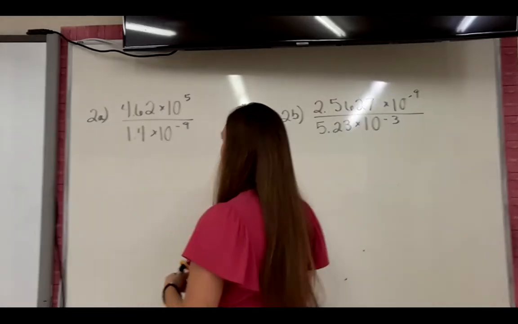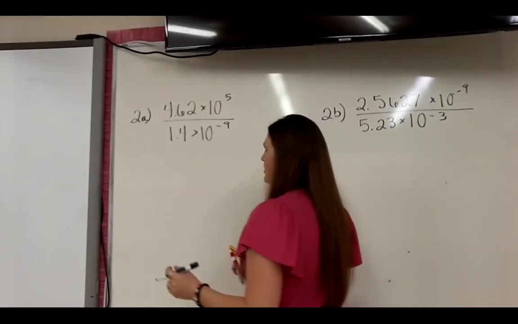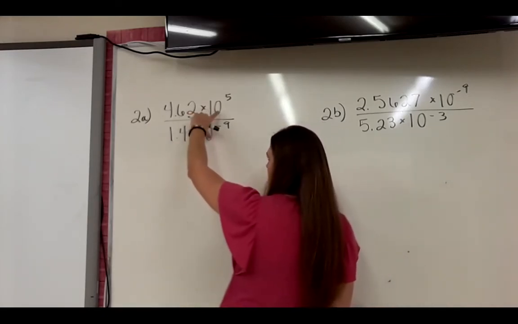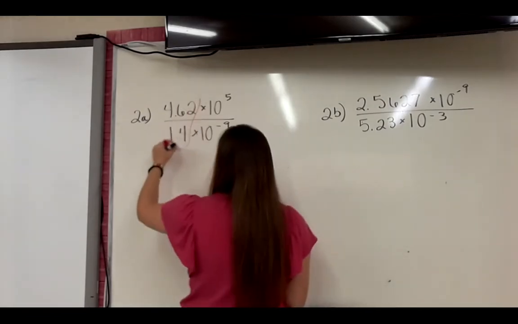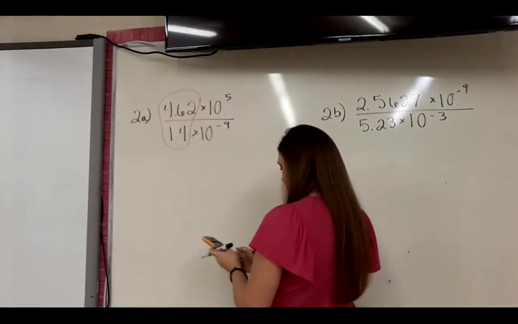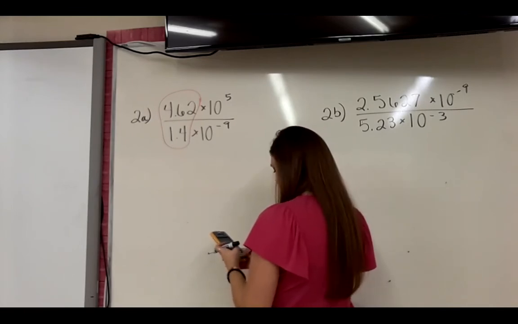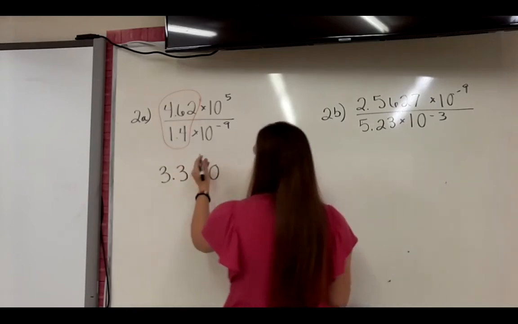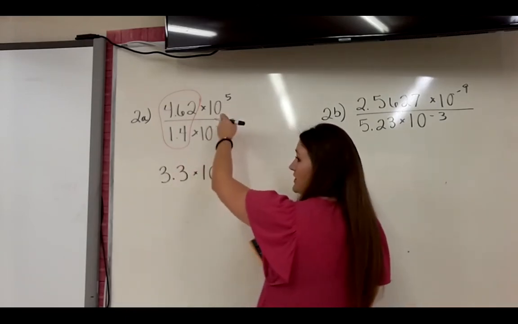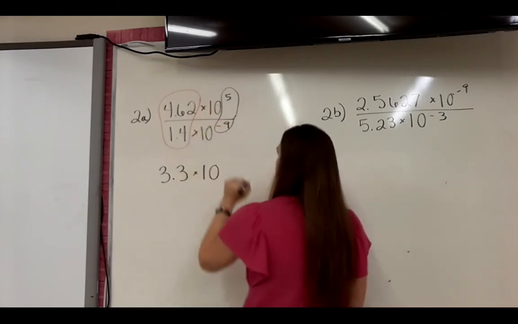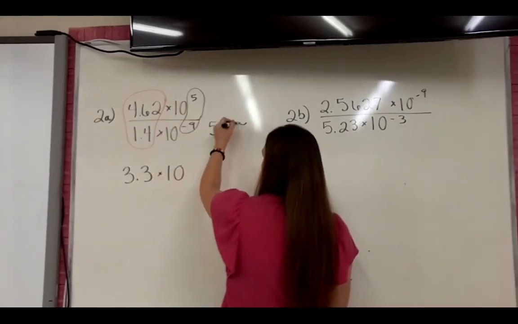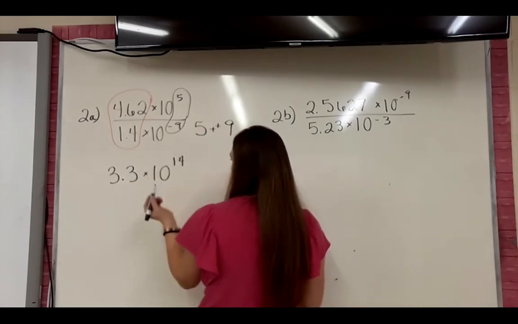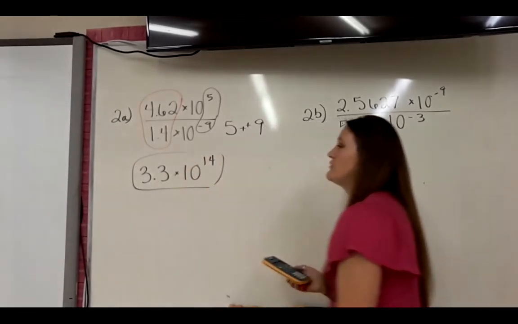On example 2A, we have 4.62 times 10 to the fifth divided by 1.4 times 10 to the negative 9. Since they are both times 10 to an exponent, we can go ahead and divide these front two numbers. So I have 4.62 divided by 1.4, and I get 3.3 times 10, and then if you remember when we had 10 with an exponent being divided, you subtract your exponents. So I have 5 minus negative 9. Two negatives become a positive. 5 plus 9 is 14. So 3.3 times 10 to the 14th power.